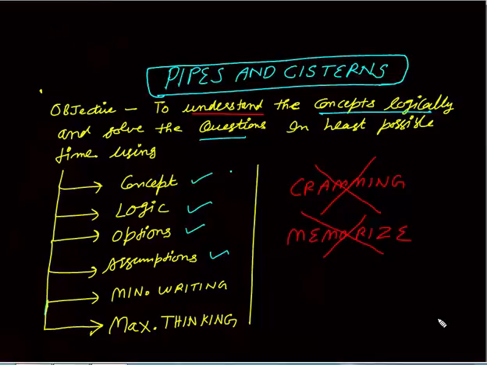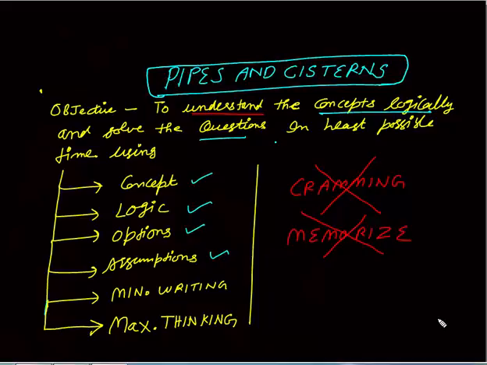Hello, I'm going to start a new lesson, pipes and cistern. And as before the start of every lesson, I will discuss the objective of whatever we are doing. Now, as I have written, the objective is that we have to understand the concept logically and solve the question in least possible time in exams. And how can we solve the question in least possible time?